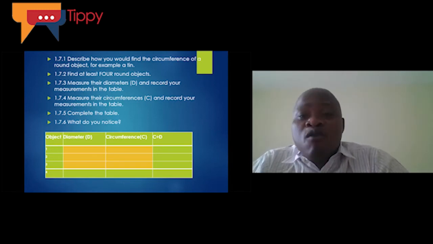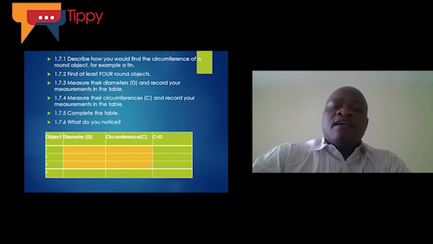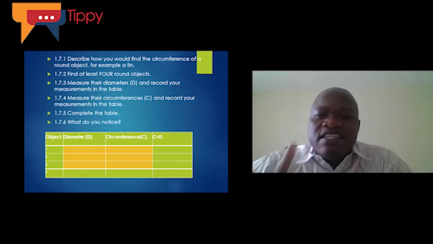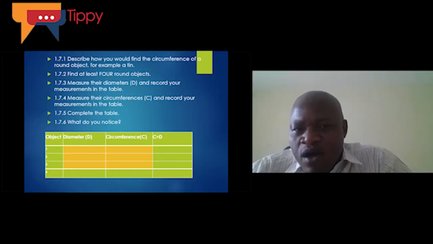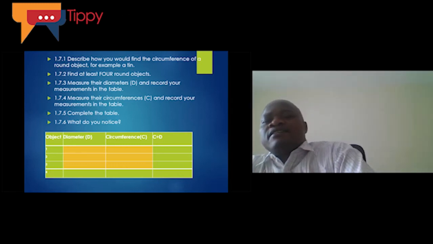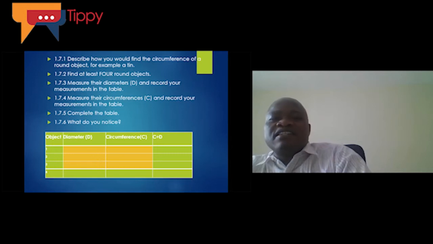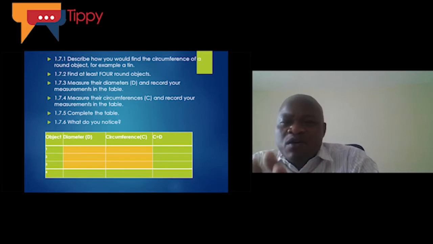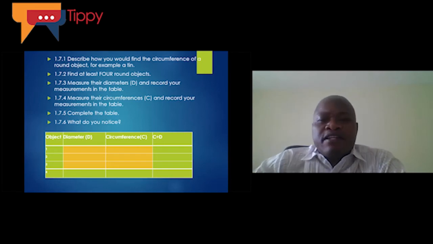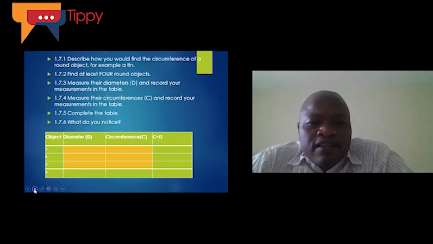Remember, they must be different. Okay. Right. After that, after recording, you will now tell us what it is that you notice. What do you notice after recording all those measurements and dividing the circumference by the diameter? What is it that you notice? Okay, you make your conclusion. All right. That is it with 1.7.